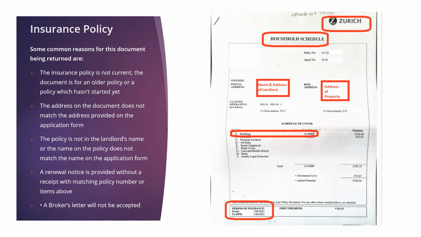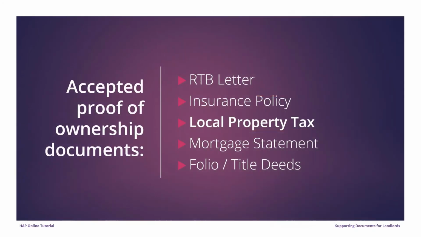The building insurance schedule must show the rental property address and be in the landlord's name. This must be a current document. It cannot be older than 12 months. A cover letter from a broker or insurance company is not acceptable.